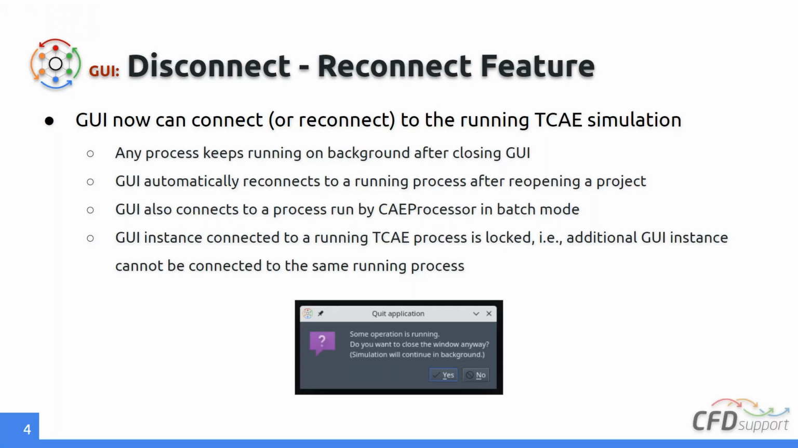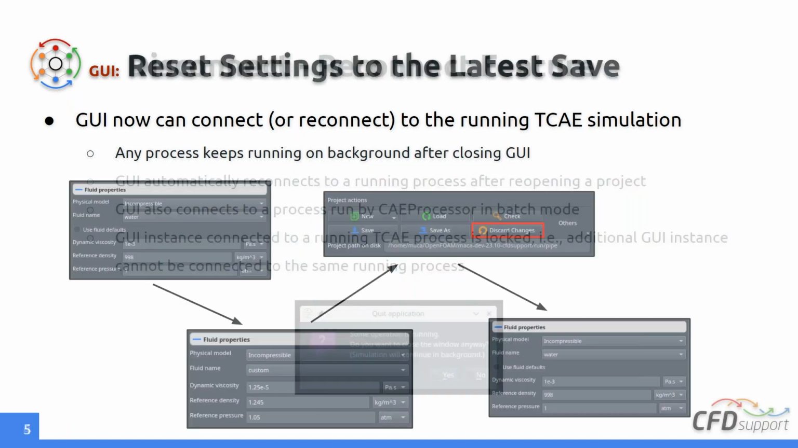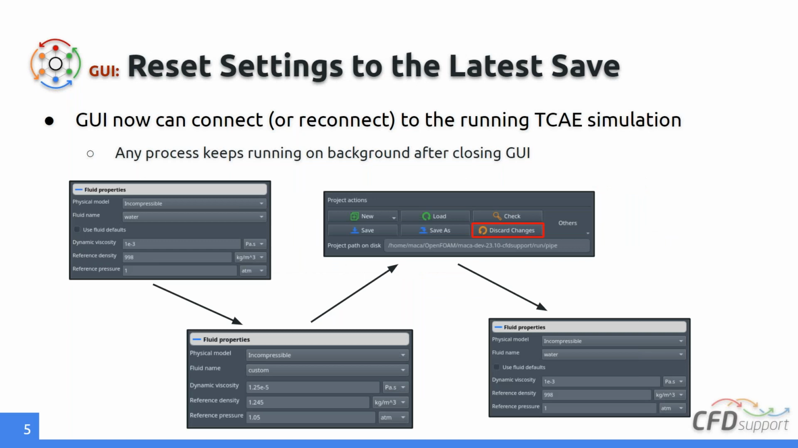All right, so this was the disconnect-reconnect feature, which is pretty simple. For the users, you give more power to follow the running process in the background, for example. So you can close it, prepare a new project, and so on. Let's go for the next feature, which is the reset settings to the latest save.